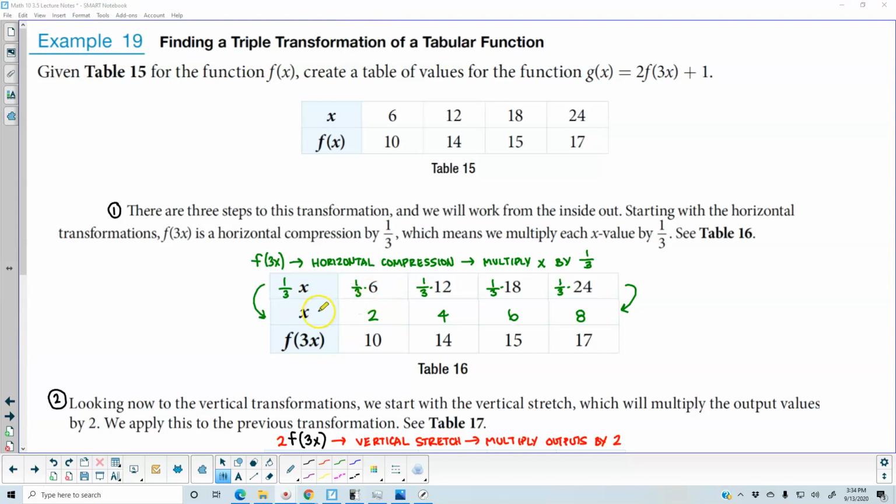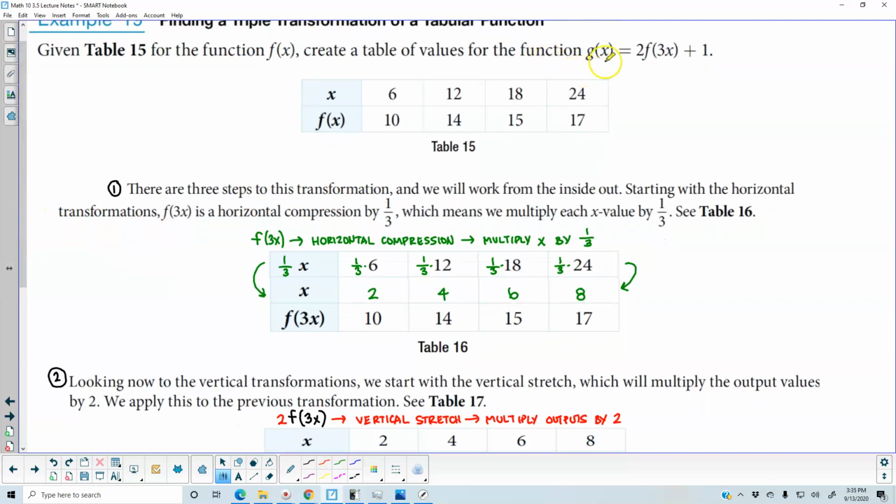1/3 times 6 gives us 2. 1/3 times 12 gives us 4. 1/3 times 18 gives us 6. And 1/3 times 24 gives us 8. And the outputs remain the same for the first step. Now, the second step tells us that we need to multiply everything by 2.